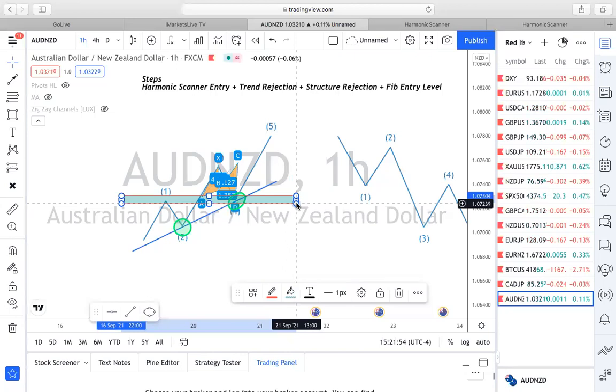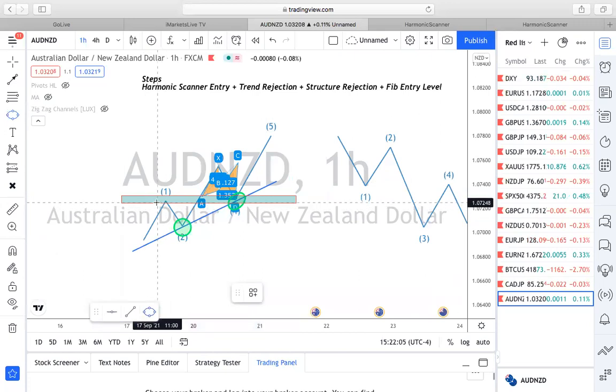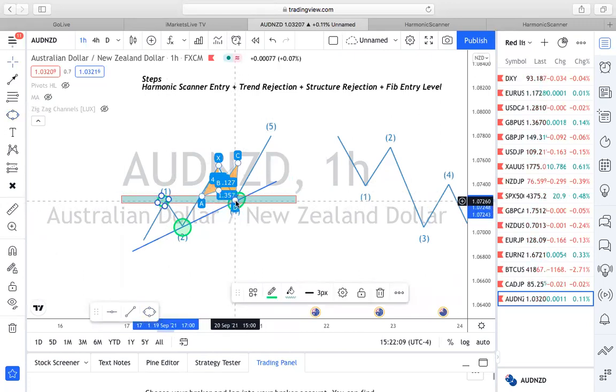And this is when confluence comes into play. This is literally when confluence comes into play, right? I have my structure, I have a touch right here. Price is currently at this same level right here. It's literally bouncing off my trend line, right? So now I have all three confirmations. And now what I want to do is find my fib entry level.